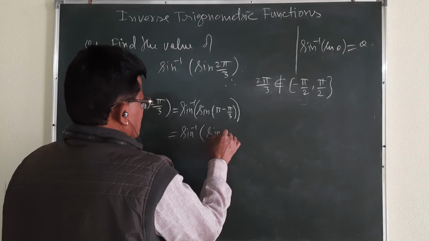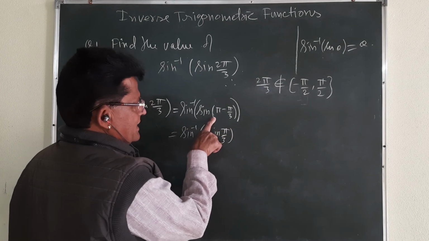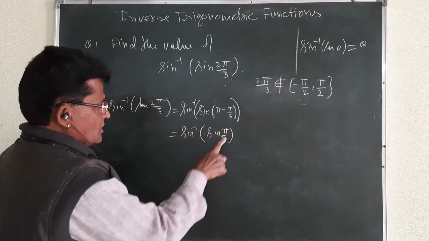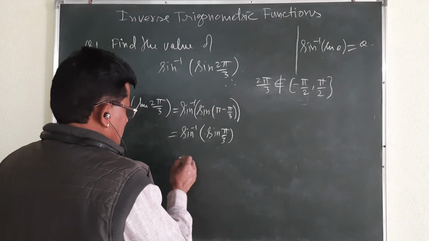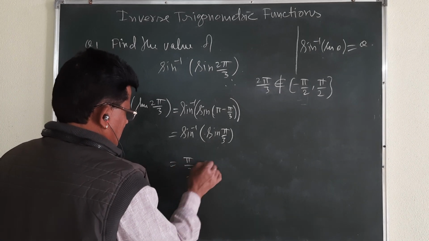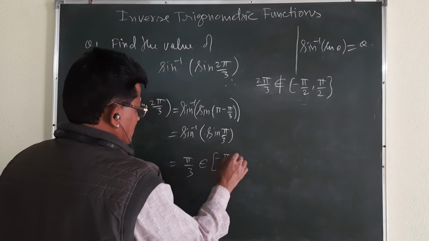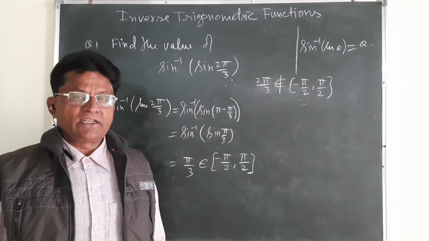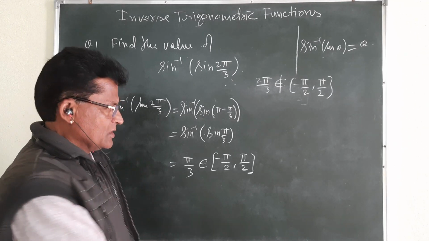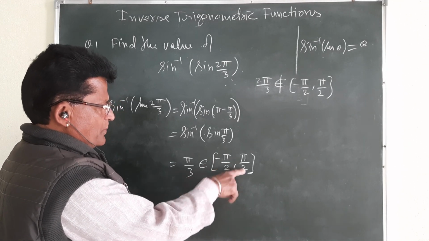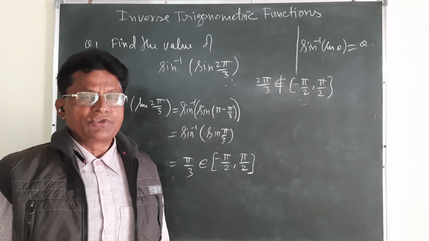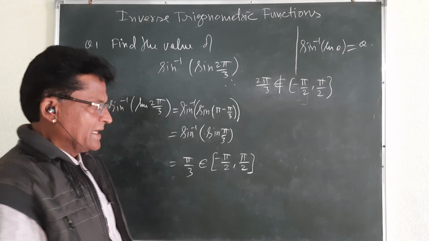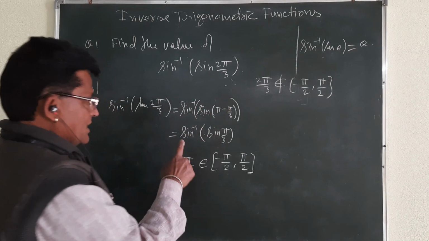That is why sine of pi by 3: sine of 180 minus theta is sine theta. Okay, now you can apply that formula. Because pi by 3 is 60 degrees, definitely it belongs to the range or principal value branch of the sine inverse function. In case of sine inverse, minus pi by 2 to pi by 2 is the principal branch or range. That is why its value will be pi by 3.